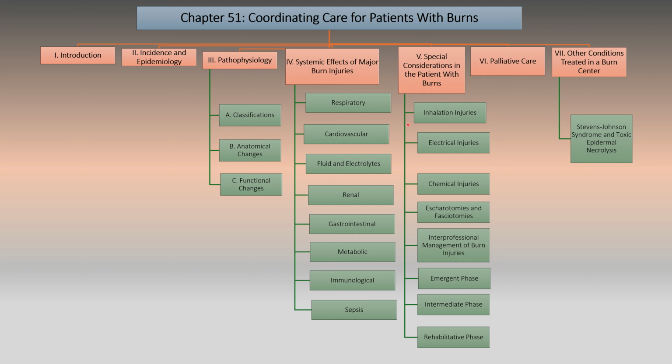The hypermetabolic and catabolic state: a major burn triggers a prolonged hypermetabolic state, often doubling the patient's normal energy expenditure. The state persists for 1 to 3 years and requires aggressive early enteral nutrition to prevent catabolism, muscle breakdown, and support healing.